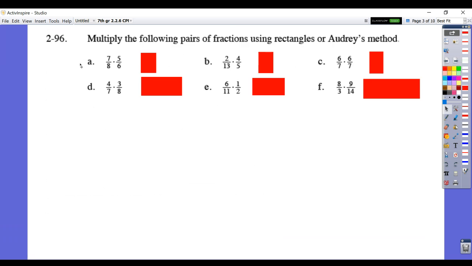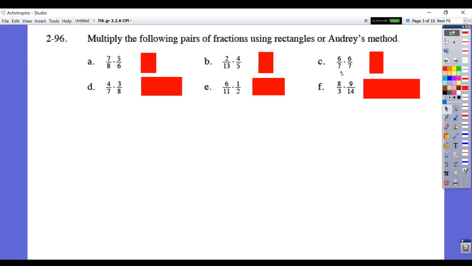You can multiply these fractions using the idea of rectangles. In other words, doing 5/6 of a rectangle, shading that, and then coming through and shading 7/8 and looking for the area of overlap. Or Audrey's method, as we know, is the method we're used to using, which is that you can multiply and then simplify, or simplify, then multiply.